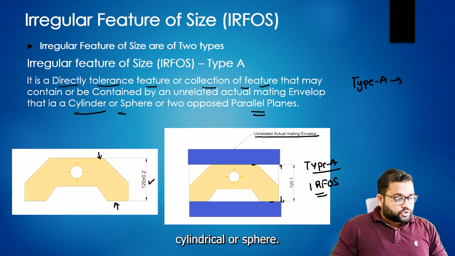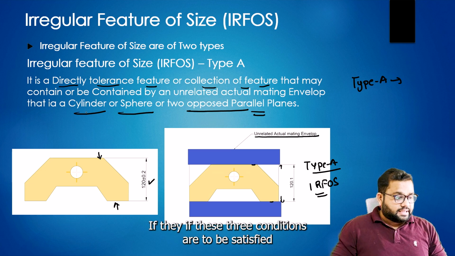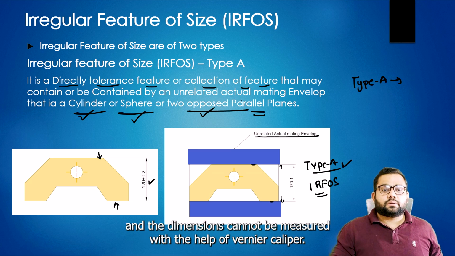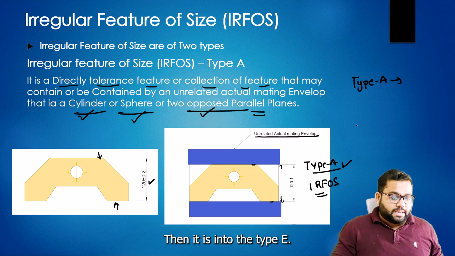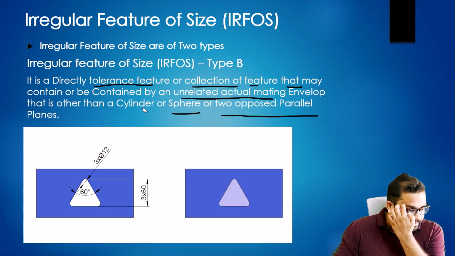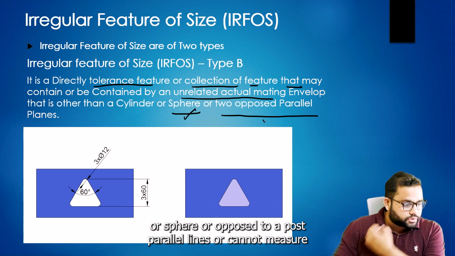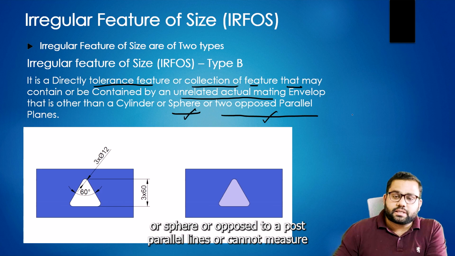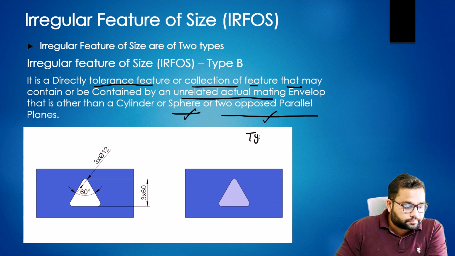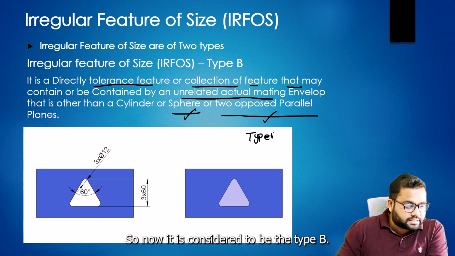Cylindrical or sphere or two opposed parallel lines. If these three conditions are satisfied, and the dimensions can be measured with the help of vernier caliper, then it is type A. If the part is other than the cylindrical or sphere or two opposed parallel lines, or cannot be measured with the help of vernier caliper, then it is considered to be type B.